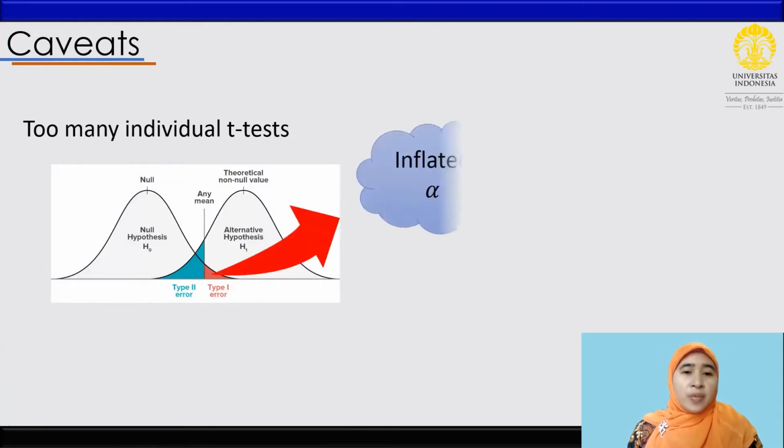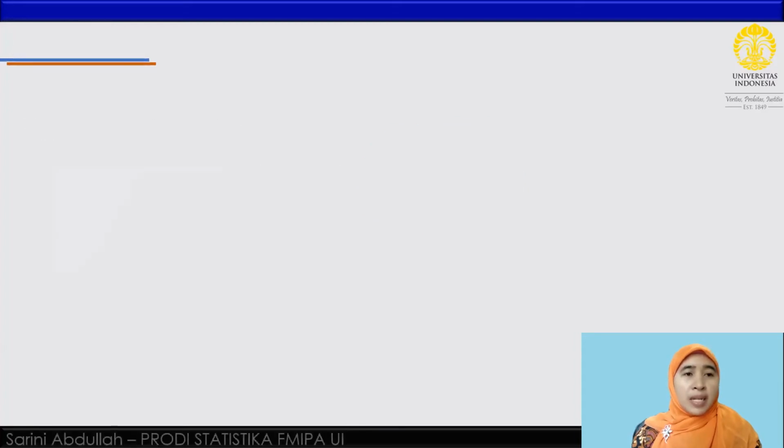So the first one is that there are too many individual tests in doing the stepwise procedure. And because of lots and lots of individual tests, it results in an inflated alpha, where alpha in this case is the type 1 error. Let's have a look in more detail at what we mean by the inflated alpha.